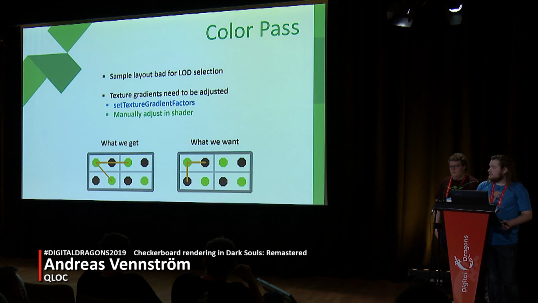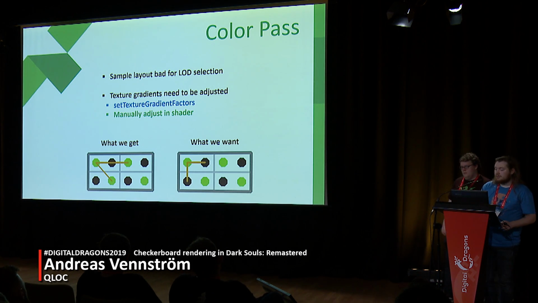The texture gradients calculated by the GPU will be incorrect due to the way our samples are positioned, as you can see in the image to the left. Using the incorrect texture gradients when sampling from textures will cause the hardware to select higher MIP levels than preferable. Therefore, they need to be adjusted. This can be done in hardware on the PS4 Pro with a simple function call. On Xbox One X, this has to be done manually in shaders.